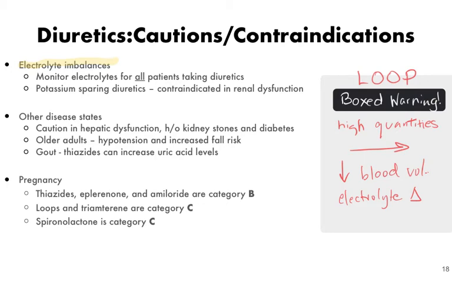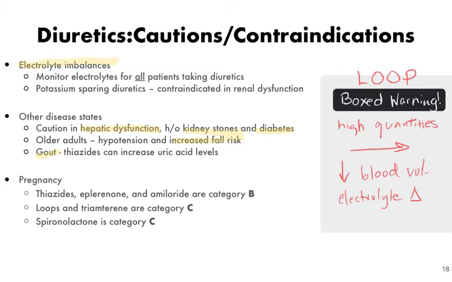Patients with other underlying disease states like hepatic dysfunction, history of kidney stones, diabetes, patients with increased fall risk like the elderly, and a history of gout all need to be monitored ever more closely when we give them diuretics, because we put them more at risk for these diseases or complications of these diseases with diuretics.